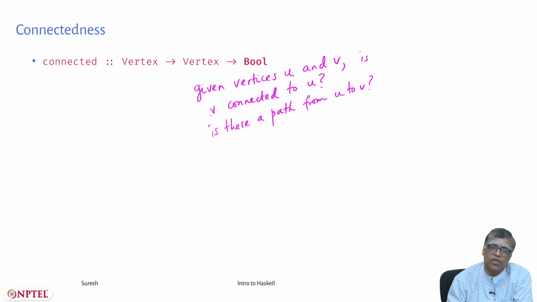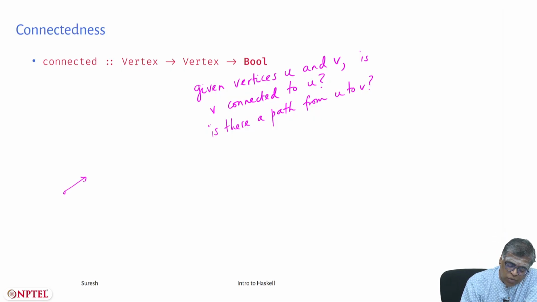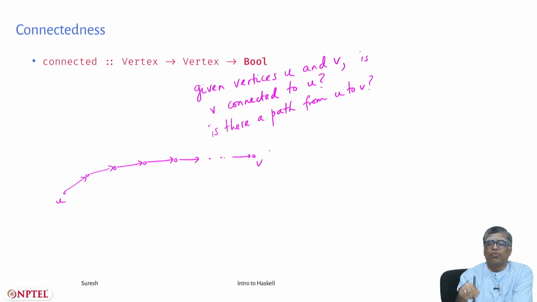Okay, so this is the question. What is a path? A path is something like you start at a vertex, you take an edge, you go to another vertex, you take an edge, you go to another vertex, you take an edge. That's a path. Okay, so you have u here and you have v there. Is there a way you can keep on traversing these edges and start from u and eventually reach v?